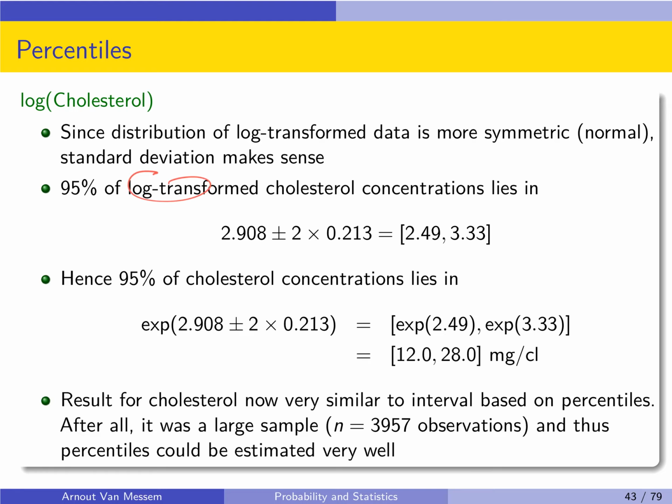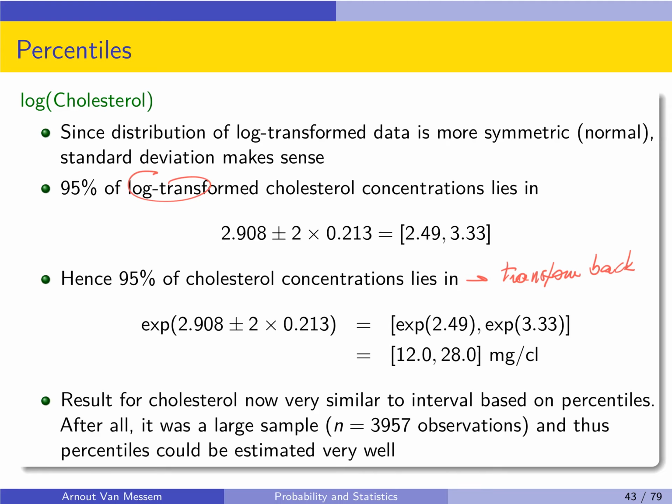Since log transformed cholesterol concentrations don't really make sense in real life, we have to transform them back. And so we will take the exponential of both of the endpoints of the reference interval. So the exponential of 2.49 gives me 12, and the exponential of 3.33 gives me 28. And so my 95% reference interval for the cholesterol concentrations lies between 12.0 and 28.0 milligrams per centiliter.